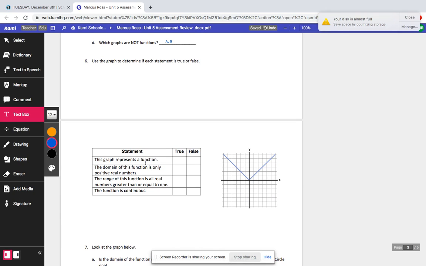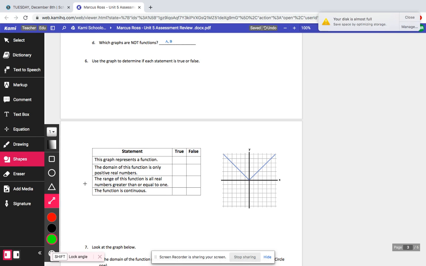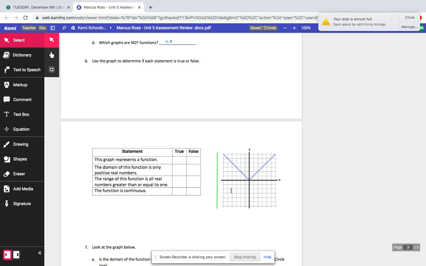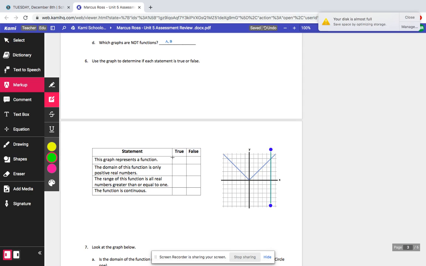This graph represents a function. Well, I could do that vertical line test, but I'm hoping at this point you're kind of getting the idea of the vertical line test, but let's do it anyways. We can drag this line across and we will only hit one part of the line at a time. So we know that it is true.